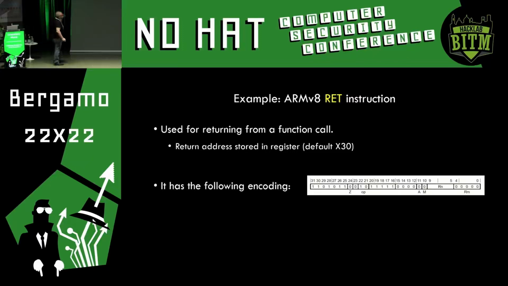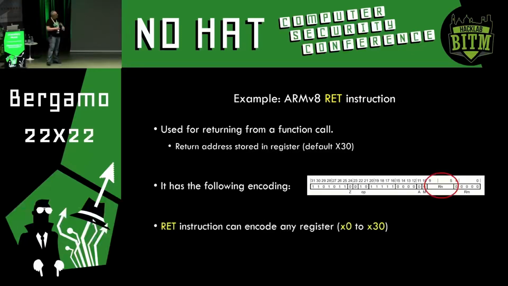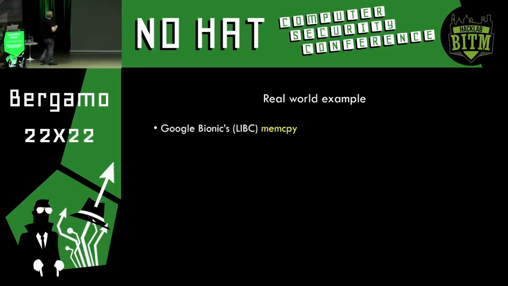The instruction is this encoding. You see this? In principle, the instruction ret can encode more registers, not only x30. Many people see ret and think it's x30, but the assembly leaves room for encoding. So if you flip one bit there, you will return to the address stored in a different register and not x30. Real world example, this is Google Bionic memcpy.